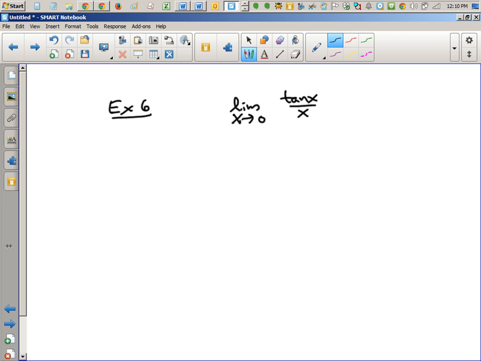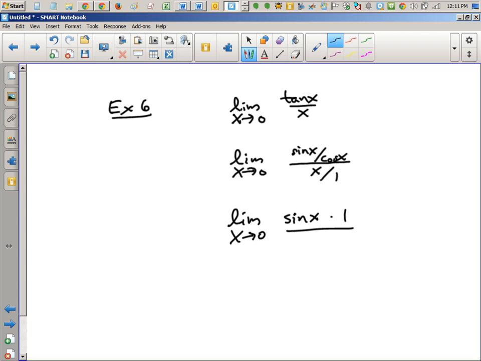Do you remember another way to write tan x? Sine x over cos x. Okay, so let's try that. And let's write that x as x over 1. So we've got the inner, outer sort of thing. Sometimes rewriting it a few times helps us. Let's write it as sine x times 1 over x times cos x. That's just Miss Chen's inner denominator, outer numerator thing.